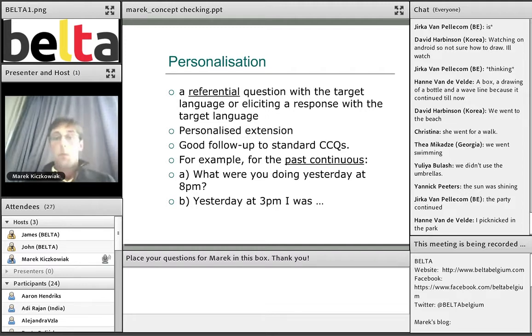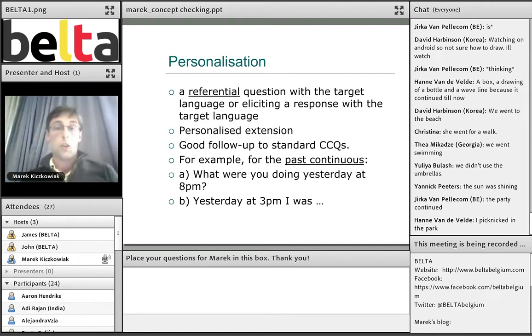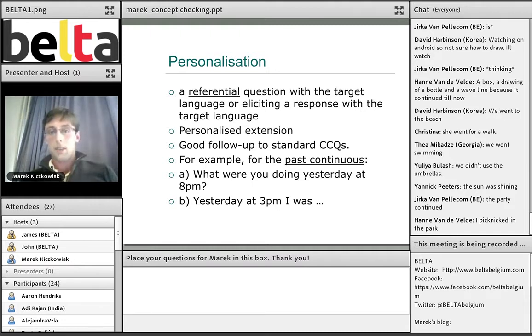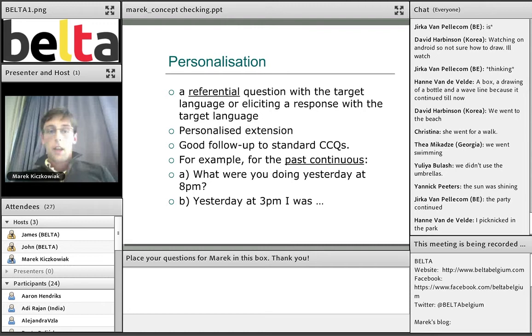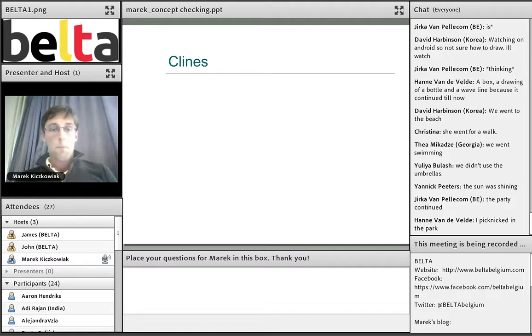So perhaps we mightn't always want to use it on its own. It might be a good idea first to use a standard CCQ, but I think the more personalized you can make concept checking, the better. So the student, right after concept checking, is already producing the new language. Right there, for example in this case the past continuous, and they are producing it in a meaningful way. And all right, let's now look at clines.